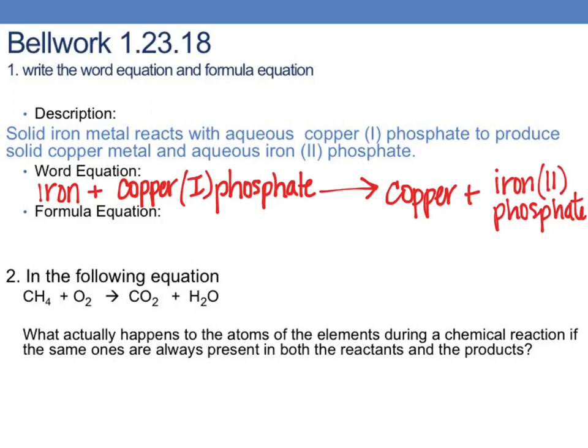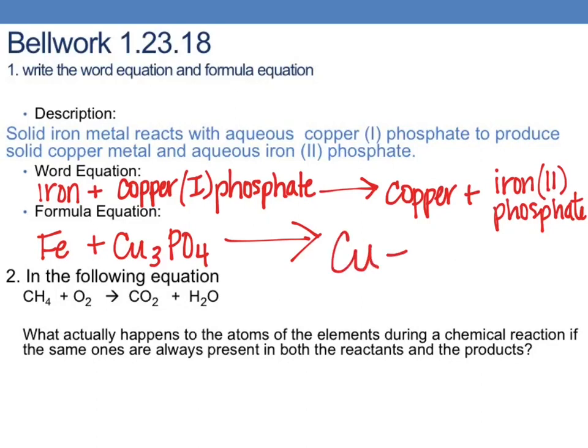I know. All right, so formula equation. Iron. What's the formula for iron? Fe. Copper 1 phosphate. Cu3, good. PO4. Copper is what? Cu. Iron 2 phosphate. Let's go.